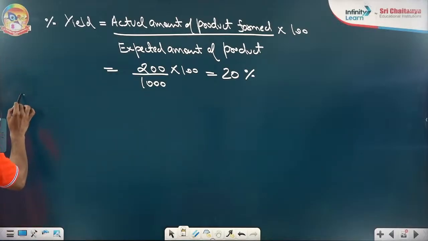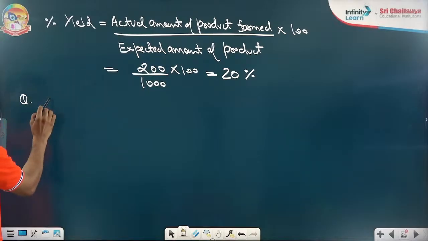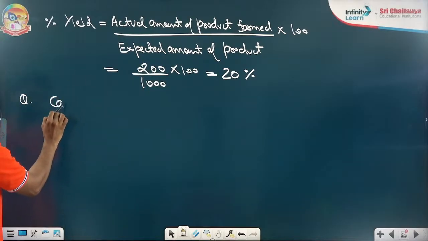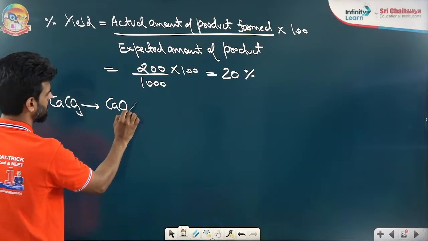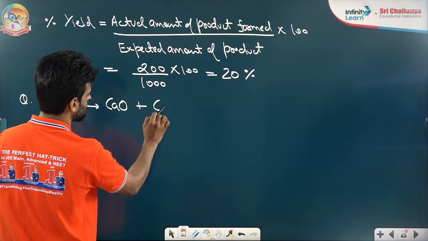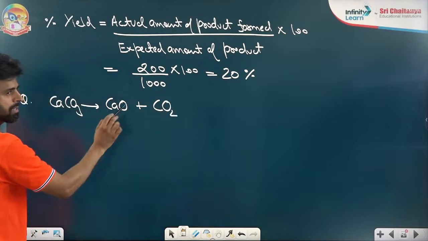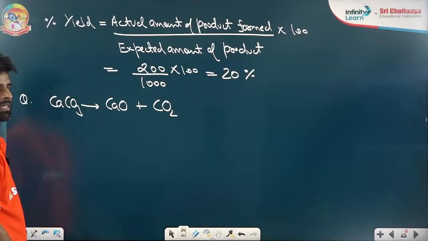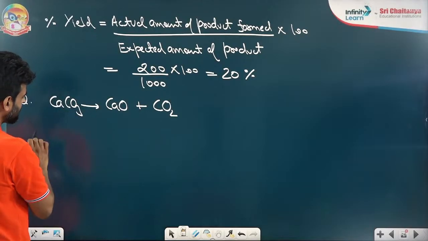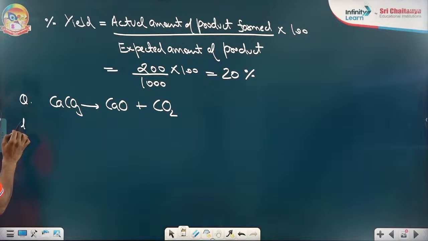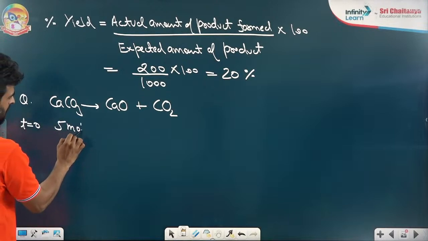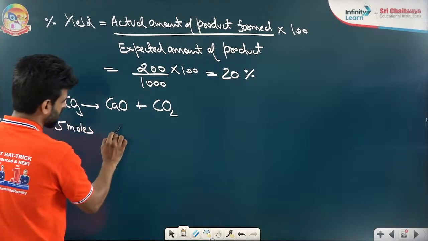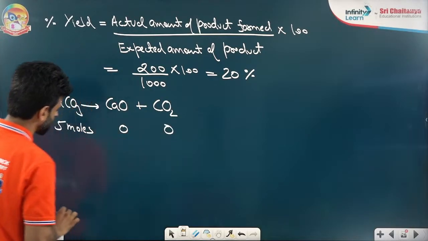How will the question come? Look at this. Imagine I am taking the simplest equation first, then we will take different equations. Here we have CaCO3 giving us CaO plus CO2. Initially, I am writing here that I have 5 moles of it, at time 0.